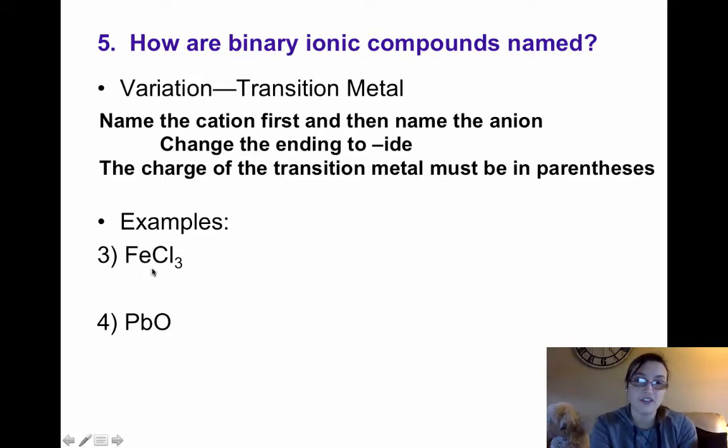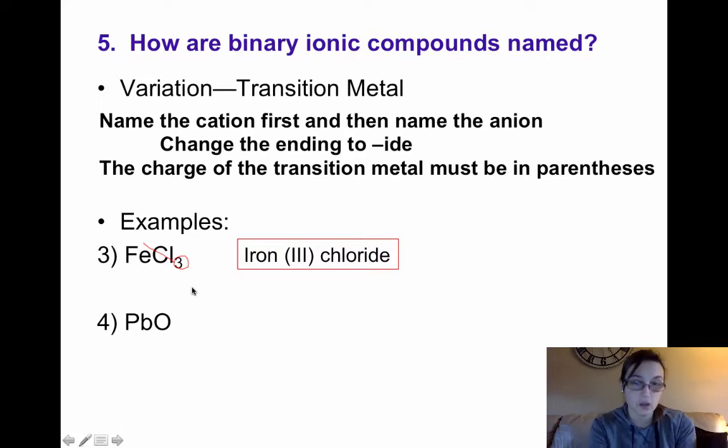So an example is FeCl3. So Fe is iron, Cl is chlorine, but we change the ending to IDE, so it's chloride. So we know that it's iron chloride, but we need to know the charge. Now when it comes to the charge, something that we can do is reverse crisscross. So we have a 3 down after Cl. Well, if we reverse crisscross up, that means that the iron, remember metals are always positive, iron would be +3. And so this would be iron(III) chloride.